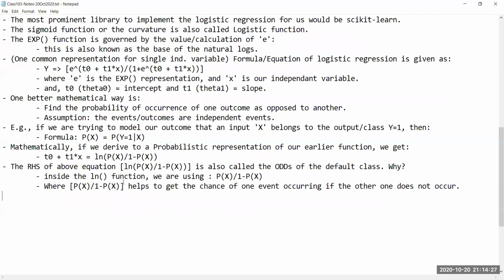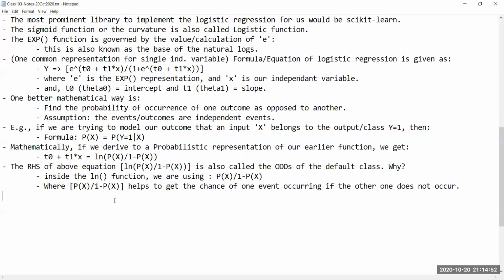What happens if I have more than one independent variable? If I have more than one independent variable, am I going to calculate the probabilities for each and every independent variable or a set of those variables, right? So for multiple such cases, we have to do that. We have to calculate that.